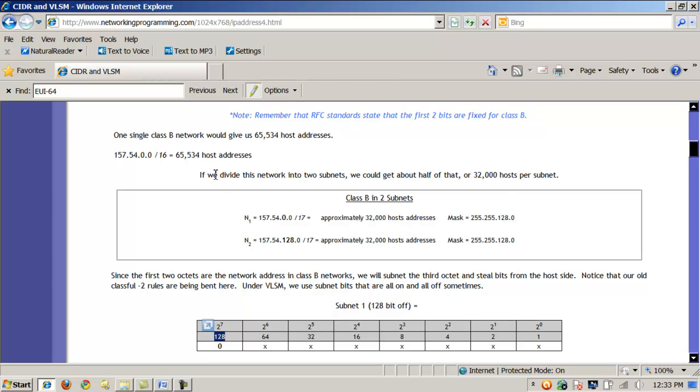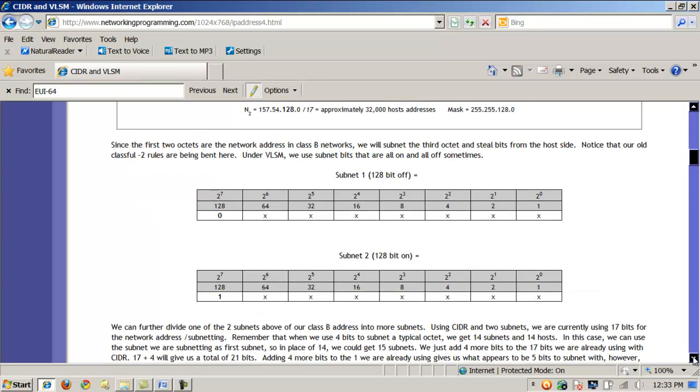If we did that, we could take these 65,534 possible host addresses and split them up into 2 chunks that could handle about 32,000 hosts per subnet. So we'll use the subscript values, but N1, CIDR 17, would hold the first 32,000, and that's with the 128-bit turned off. And N2, notice the subscript value, would hold the next 32,000, and that's with the 128-bit turned on. Okay, so we're doing something different here now. We're bending the rules using CIDR and VLSM.